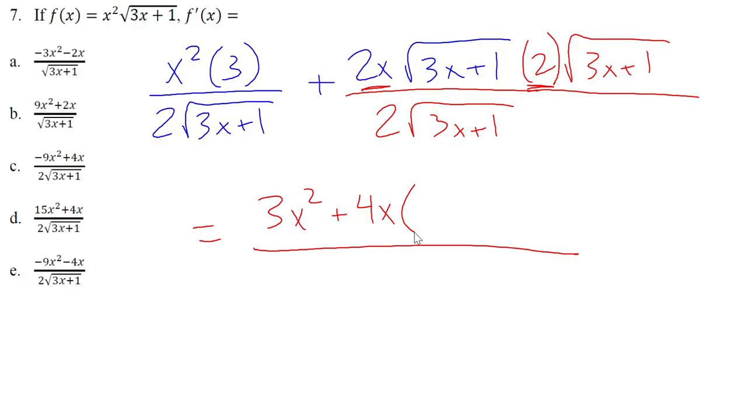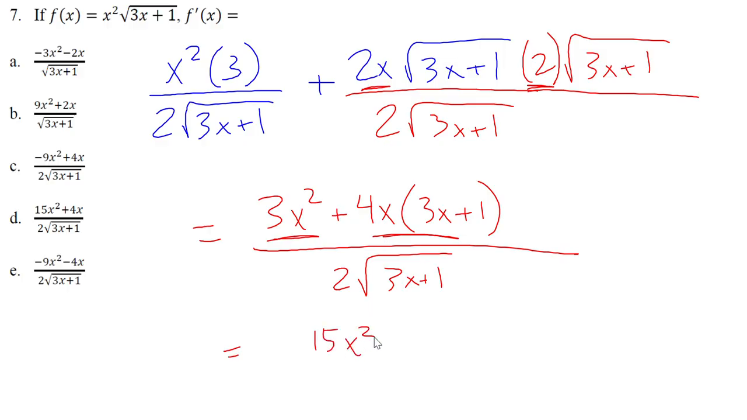Well, root 3x plus 1 times root 3x plus 1 is just 3x plus 1. And then in our denominator, we have 2 root 3x plus 1. A little bit more simplification gives us 3x squared plus 12x squared, which is 15x squared. And then plus 4x times 1 is 4x over 2 root 3x plus 1. So it looks like that is answer choice D.